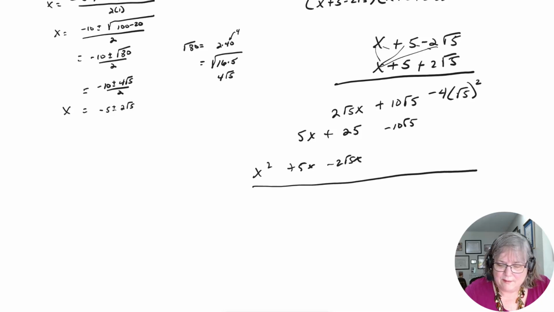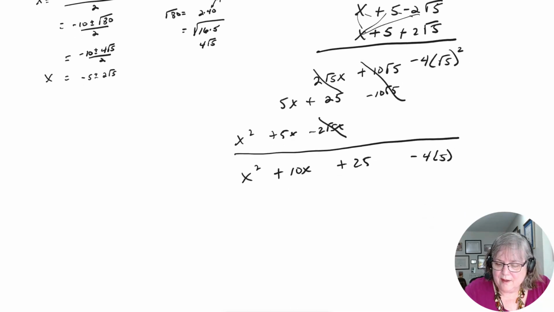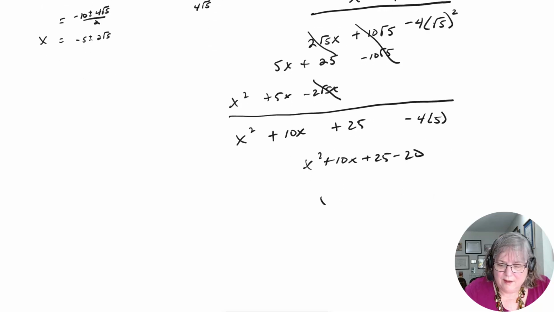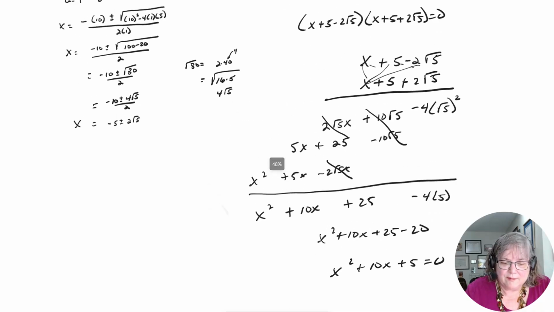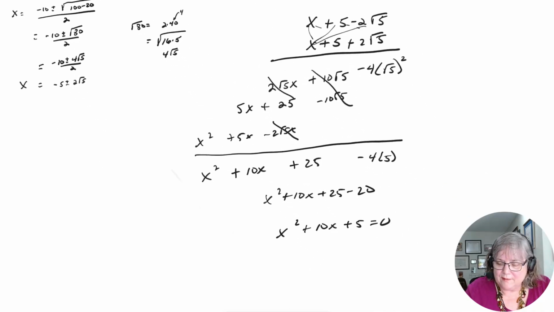And so this is minus 4 times 5. These cancel. These cancel. This is 10x. This is x squared. So you have x squared plus 10x plus 25 minus 20. So x squared plus 10x plus 5. That was where we started. See?